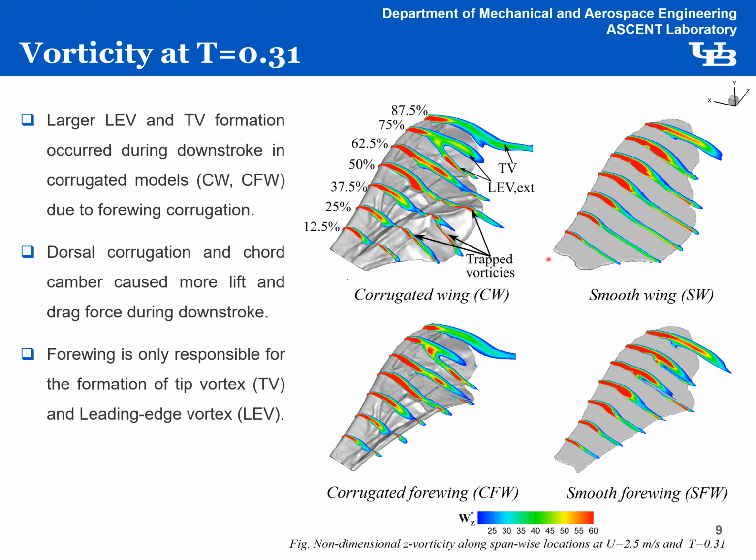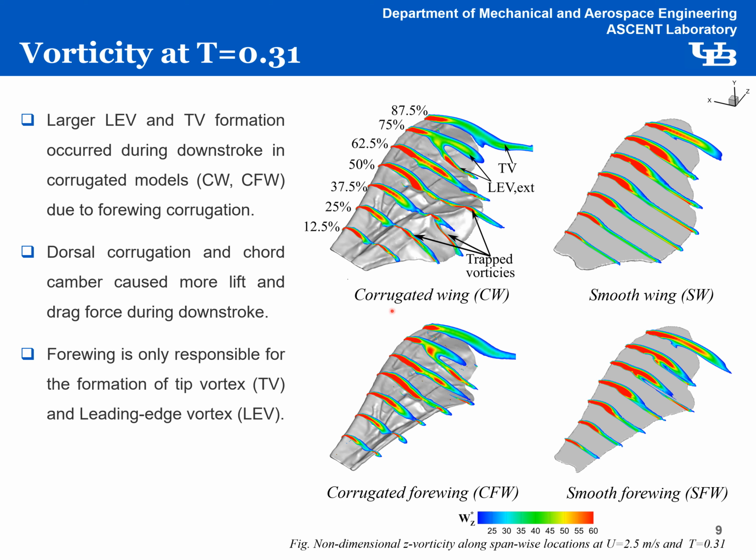Here the figure shows vorticity at different span locations at time 0.31, which is immediately after mid-stroke. The vorticity comparison between corrugated wing model and smooth wing model at 75% and 87.5% shows larger tip vortex and leading edge vortex in corrugated model because of forewing corrugation. This is the reason for higher lift in corrugated models we saw in force time history.